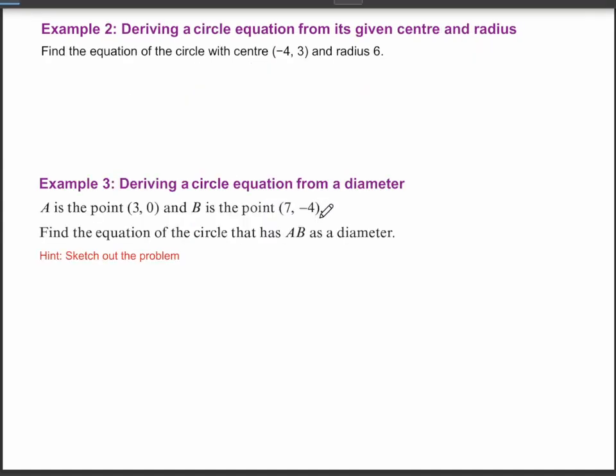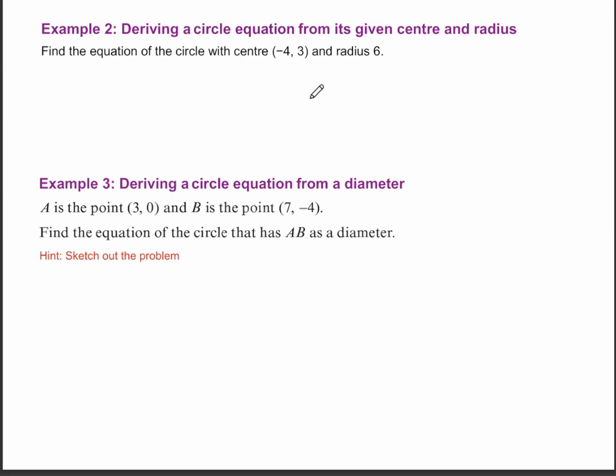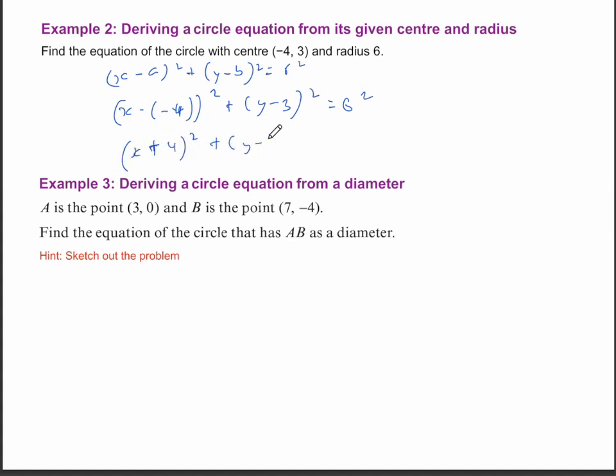Then deriving a circle equation from the center and the radius. So if the center is negative 4, 3 and the radius is 6, again we can use the equation that we know of, x minus a squared plus y minus b squared equals r squared, where a is negative 4 and b is 3. So x minus negative 4 squared plus y minus 3 squared equals 6 squared. And here you end up getting x plus 4 squared plus y minus 3 squared equals 36. That's going to be the equation of the circle right there.